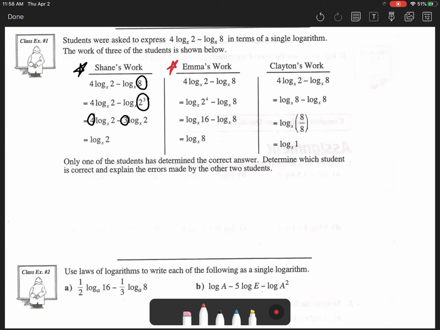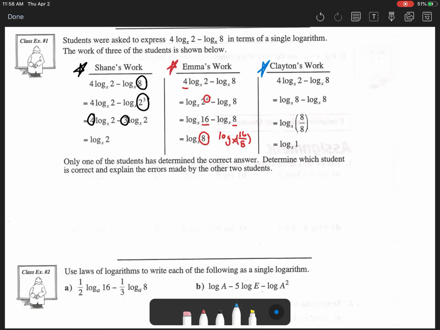Now, in Emma's work here, the error she makes isn't really until the very end right here. She does everything correctly. She takes the 4 that's in front of the first log and makes it an exponent. That's okay. She then evaluates 2 to the 4, which is 16. But it's at this point she makes an error. She is subtracting log expressions that have the same base. She should have divided the arguments. She subtracted them. So she should have had log base x of 16 divided by 8. That's what she should have had, and that would have taken her to log base x of 2, but she subtracted the arguments. She should have divided them. So that was her error.